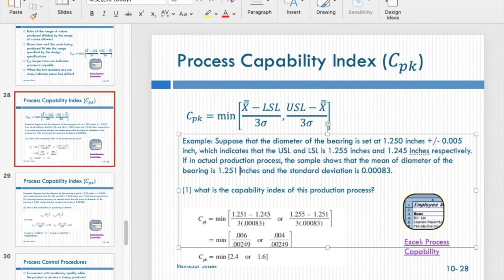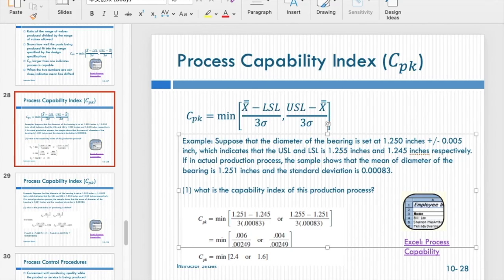All right. So actually, this example is very straightforward. As long as you know exactly what every number means, you just plug into this equation to calculate the capability index, right? So basically, the X double bar is 1.251 minus LSL, which is 1.245, divided by 3 times the sigma, which is 0.00083, in order to get this number, which is 2.4.